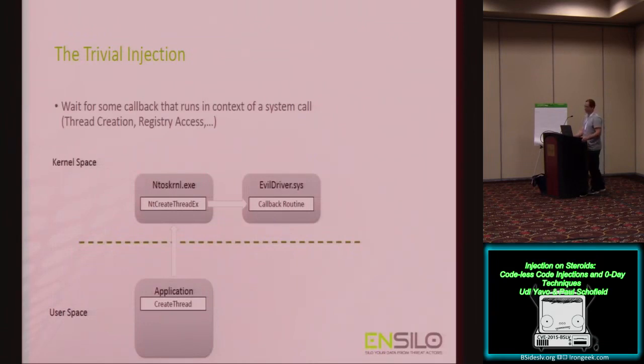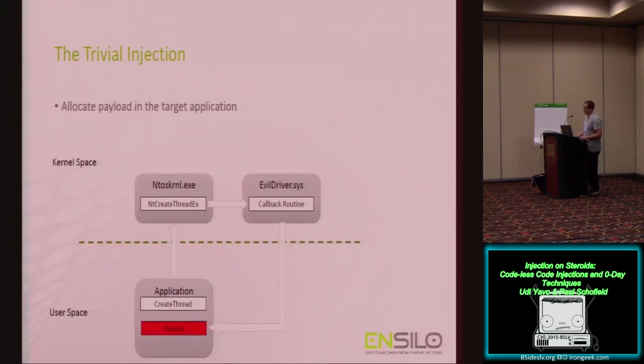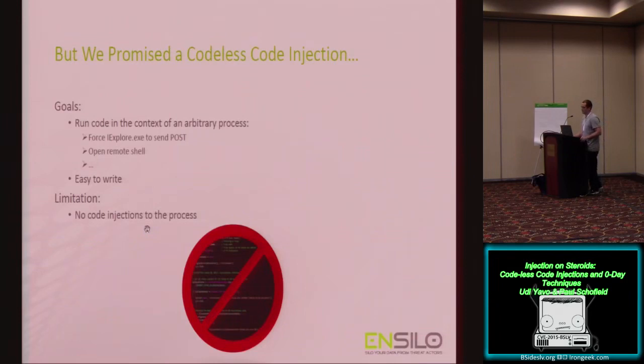So in order to make trivial injection with this with trap frames, all we need to do is to wait on some callback routine. It could be thread creation, registry access, file access, whatever. And once the callback is triggered, allocate some payload into the target application, alter the instruction pointer that was saved in the trap frame. When the kernel goes back to user mode, the payload will run and restores normal execution when it's done.